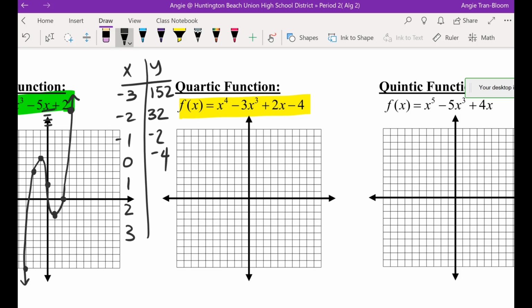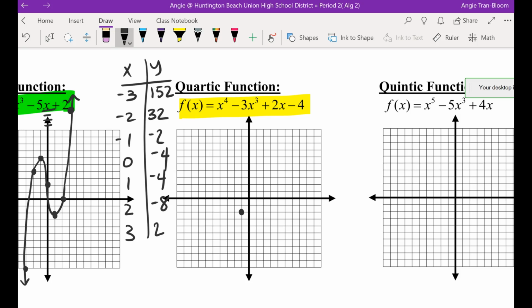When x is 1, Chance? -4. When x is 2, Emma P.? -8. When x is 3, Hannah? Okay. Is that enough to plot? Yes. I'm obviously not going to plot -3 or -2, but I will start with -1, okay? So when x is -1, y is -2.